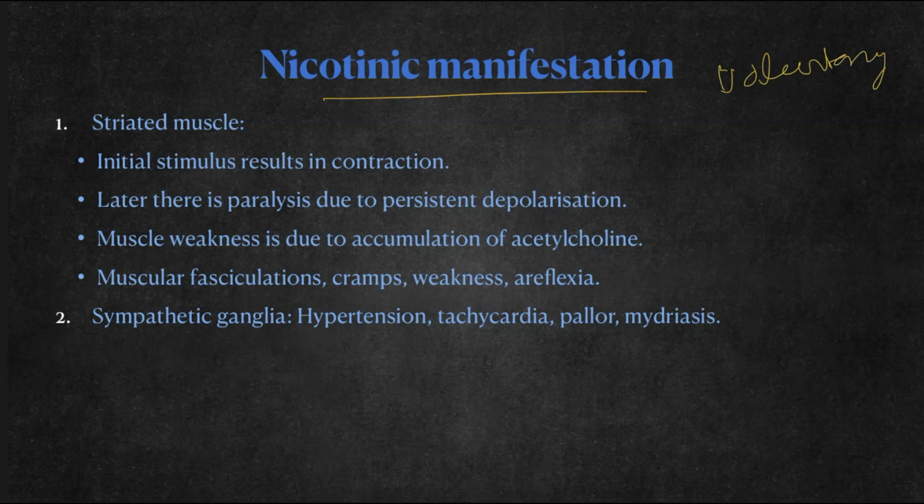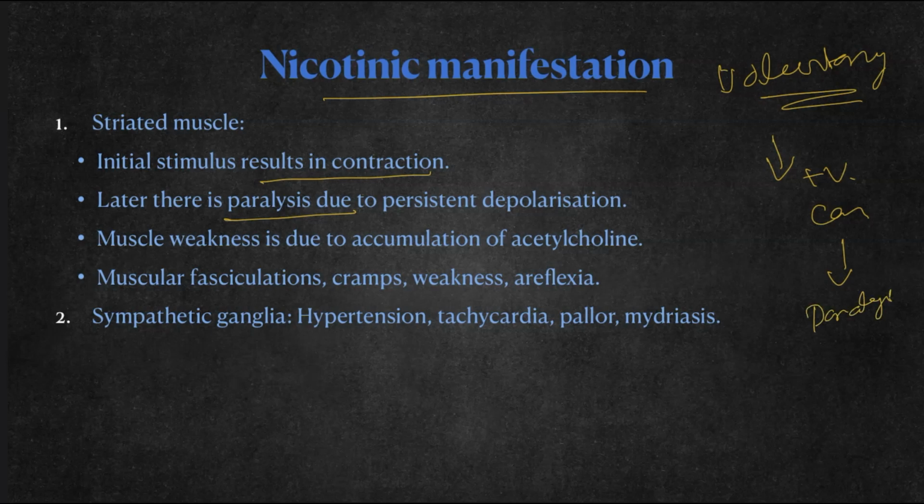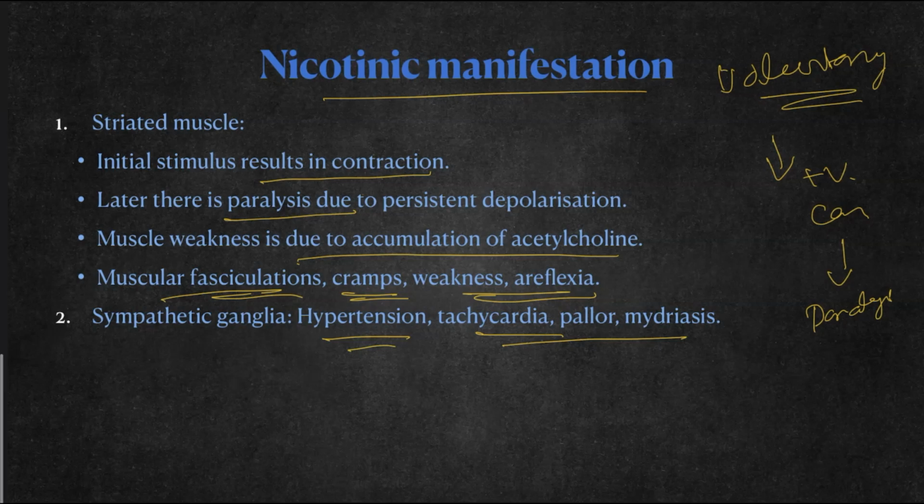Coming to nicotinic manifestations, these are again muscular, and the voluntary muscles are involved. Initially stimulation results in contraction of the muscles, later there is paralysis. Any muscle which is continuously stimulated first shows contractions, and later becomes paralyzed since there is continuous stimulation. Muscle weakness is due to accumulation of acetylcholine. There are fasciculations, cramps, weakness, and areflexia. In sympathetic ganglia, there is hypertension, tachycardia, pallor, and mydriasis may occur.